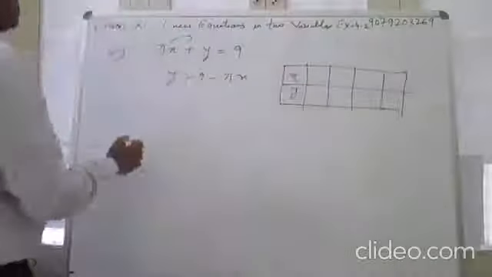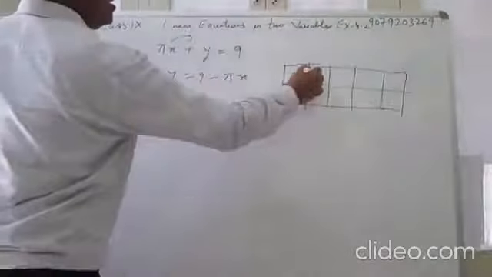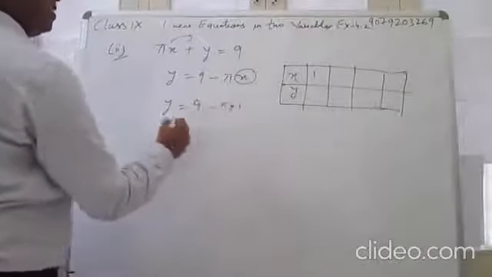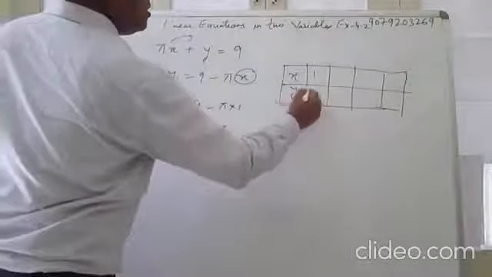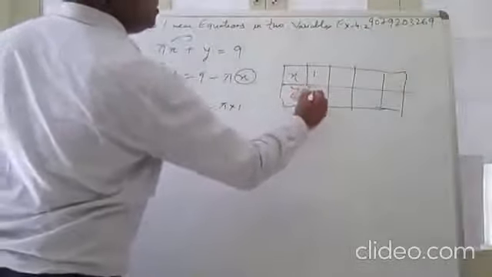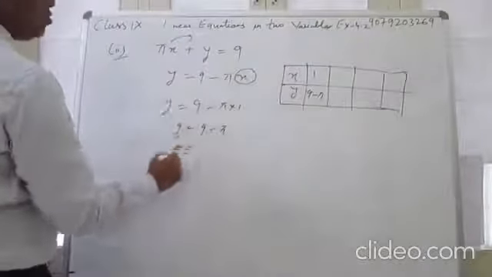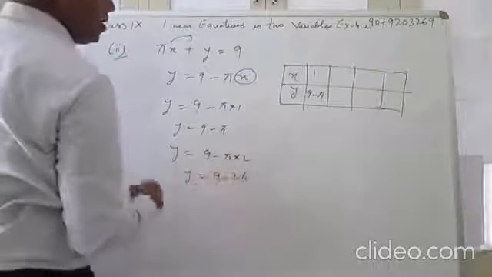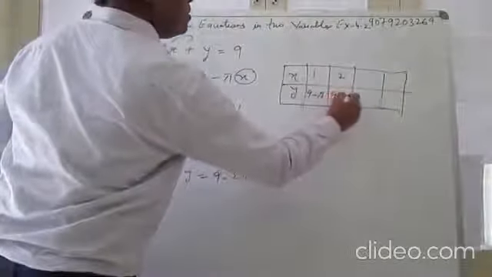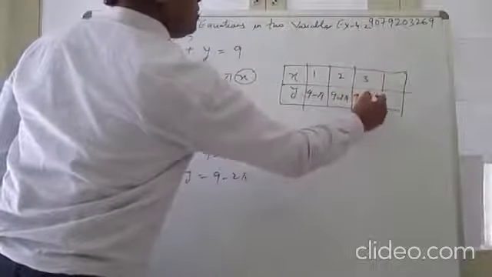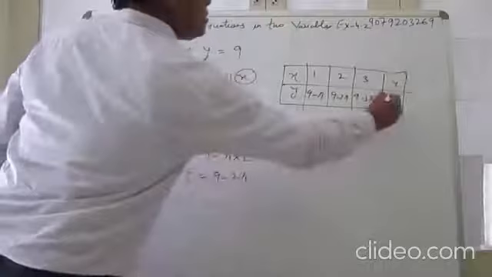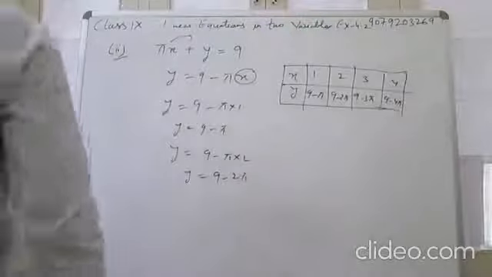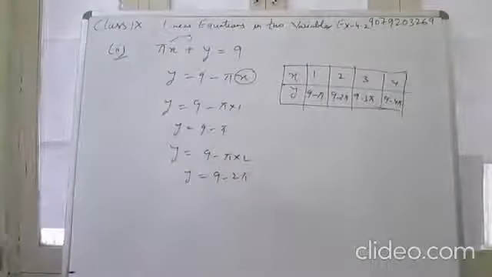x and y. If I take x equal to 1, then y is 9 minus pi into 1, it becomes 9 minus pi. If you take x equal to 2, y equals 9 minus 2 pi. If you take 3, 9 minus 3 pi. If you take 4, 9 minus 4 pi. Now, I will take question third.